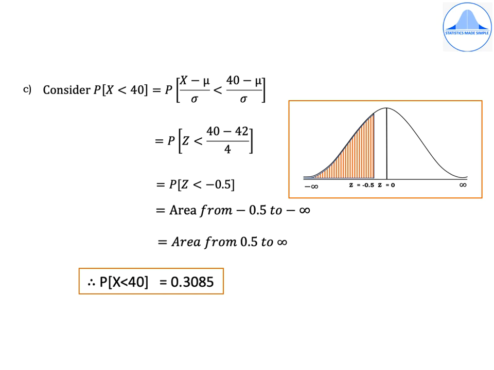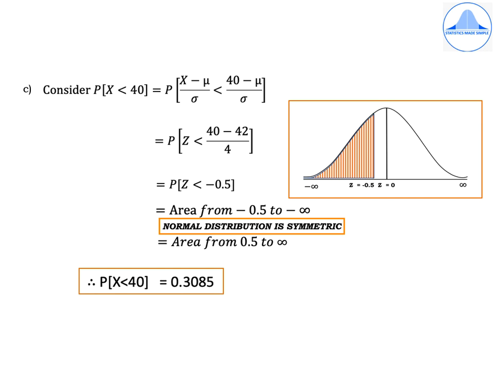Subdivision C, we should find probability that x is less than 40. So start with, consider probability of capital X is less than 40. Now do the standardizing part, that is from x and 40 subtract mu and divide by sigma. So you'll get probability of (x minus mu) by sigma is less than (40 minus mu) by sigma. And (x minus mu) by sigma is z. Mu is 42 and sigma is 4. So you'll get the next step as probability of z less than (40 minus 42) divided by 4, which simplifies to probability of z less than minus 0.5.